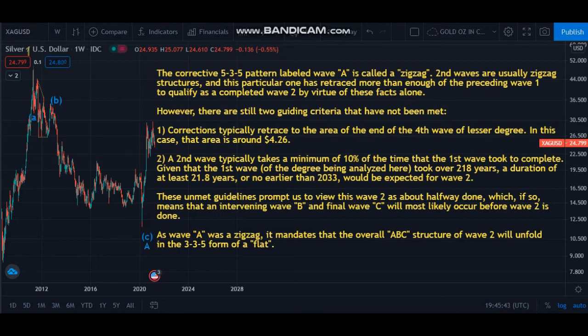complete. Given that the first wave of the degree being analyzed here took over 218 years, a duration of at least 21.8 years, or no earlier than 2033, would be expected for Wave 2. These unmet guidelines prompt us to view this Wave 2 as about halfway done, which, if so, means that an intervening Wave B and final Wave C will most likely occur before Wave 2 is done.